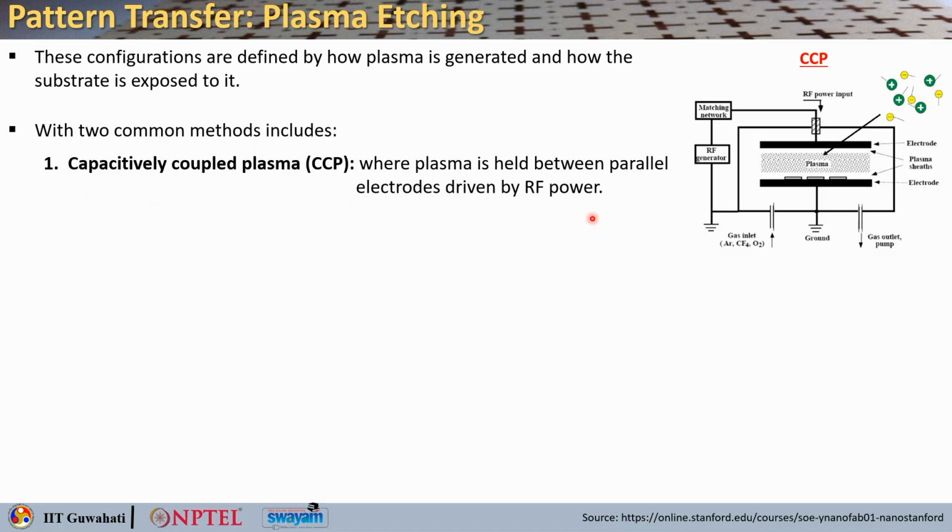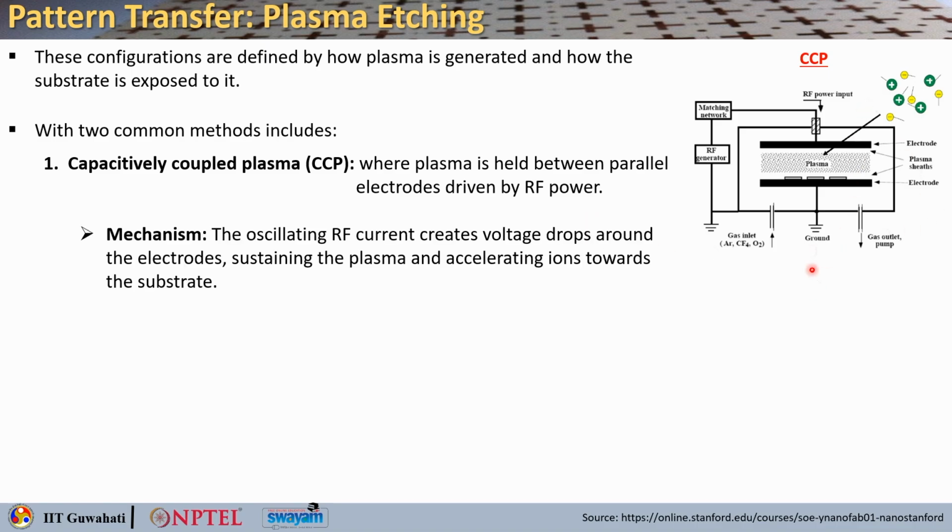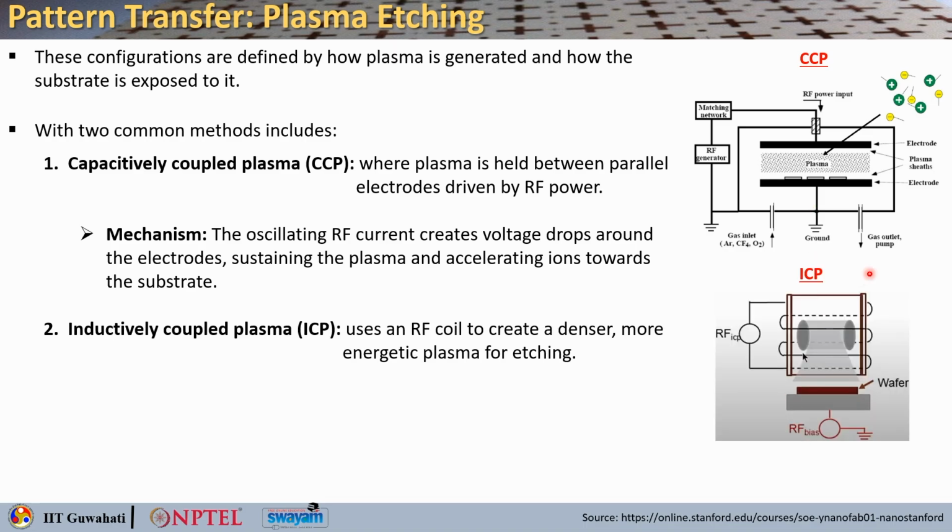Here the plasma is held between parallel electrodes driven by RF power, and the mechanism is that the oscillating RF current creates voltage drops around these electrodes, sustaining the plasma, and it accelerates the ions towards the substrates. The other method is called inductively coupled plasma.